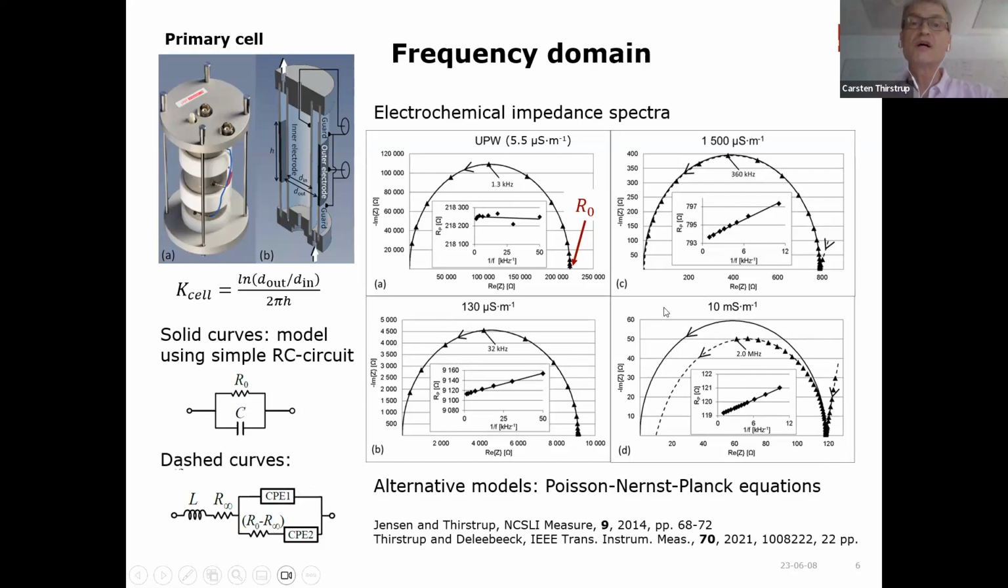We can also model the data by plotting the real part of the impedance versus the inverse frequency, and then extrapolate a fit towards 0, where 1 over the frequency is 0, and then obtain the bulk resistance of the electrolyte. And with this data modeling, we get similar results as with the data modeling based on the imaginary part versus the real part of the impedance. Alternatively, we can solve the Poisson-Nernst-Planck equations and model the data.